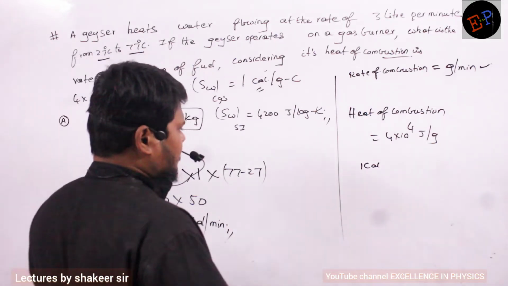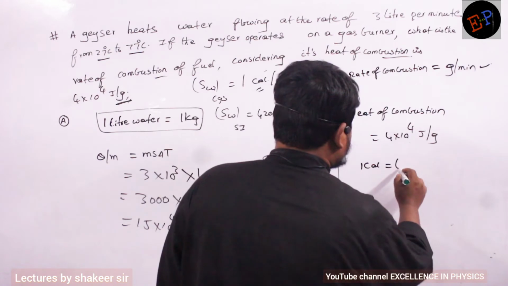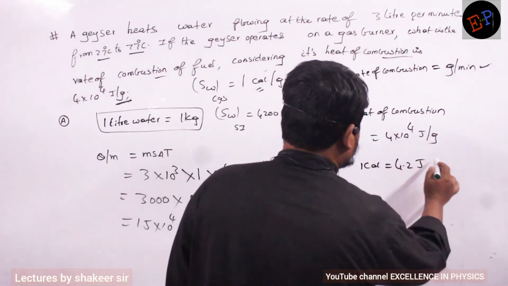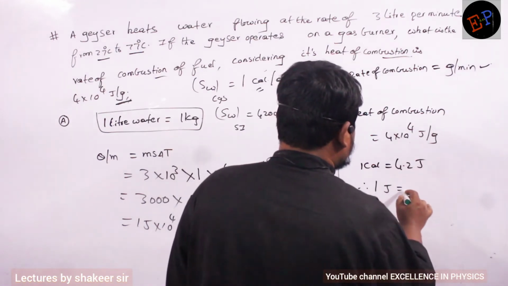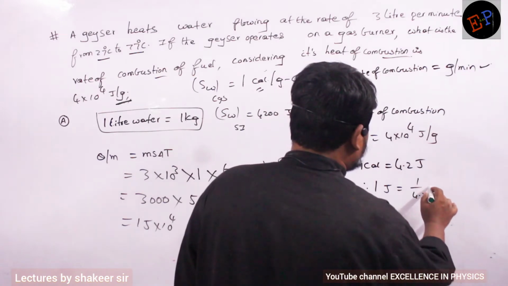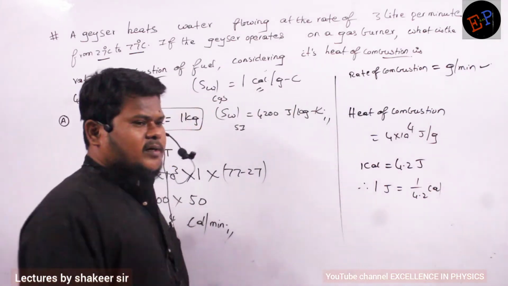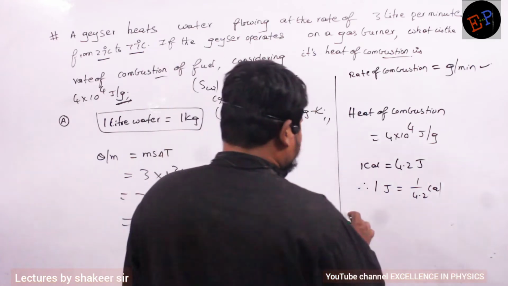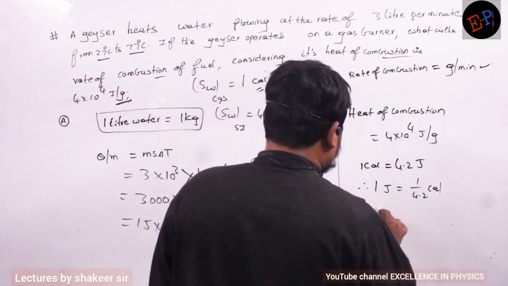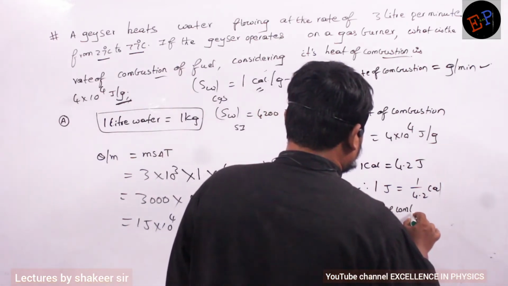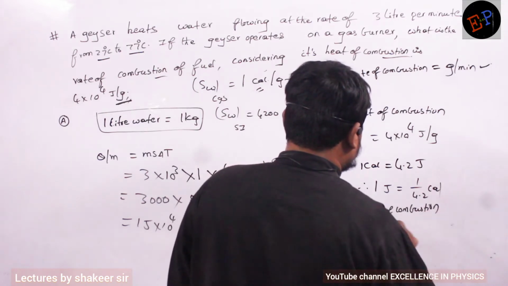Okay, no problem. Anything we can do. 1 calorie is equal to 4.2 joules. Therefore, 1 joule is equal to how much? 1 by 4.2 calorie. This value you already know, no? So therefore, what is the heat of combustion? Heat of combustion is how much?